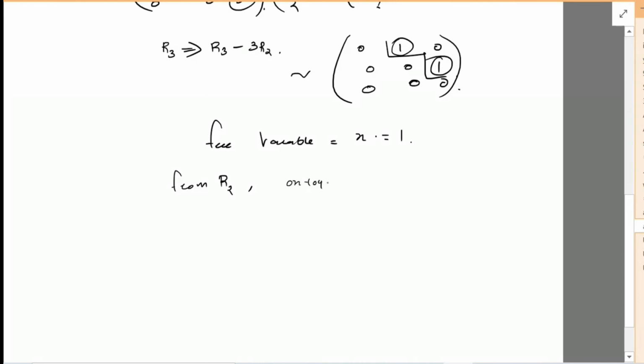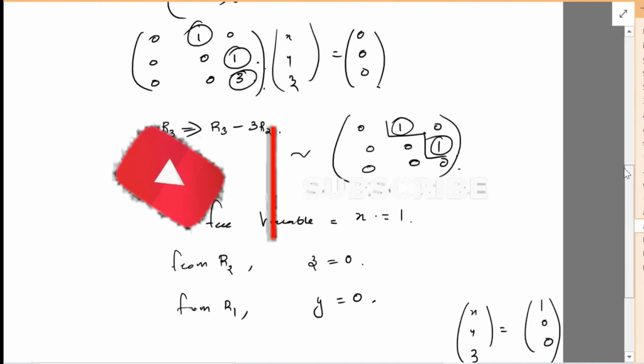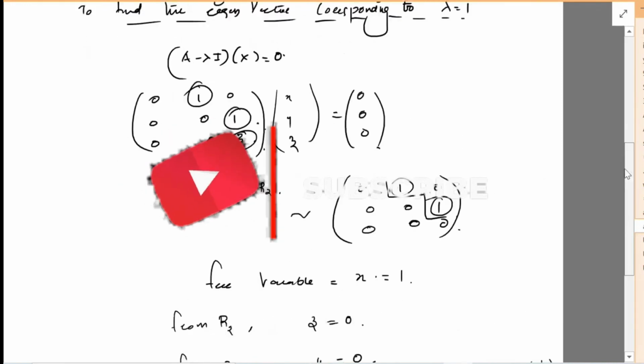0x plus 0y plus z equal to 0. So from R2 we will get z equal to 0, and from R1, 0x plus 1y plus 0z equal to 0. So we will get y equal to 0 from R1. So the vector will be xyz equal to 1 0 0. That will be the eigenvector corresponding to the eigenvalue lambda equal to 1.